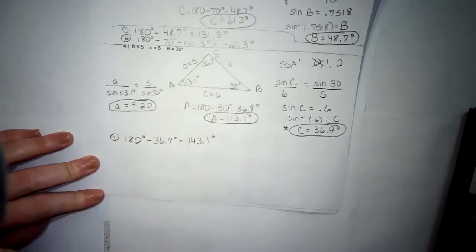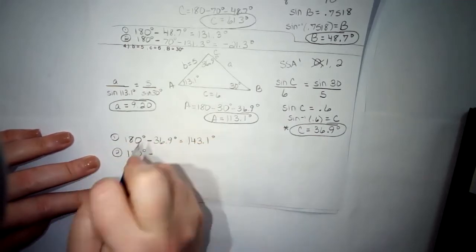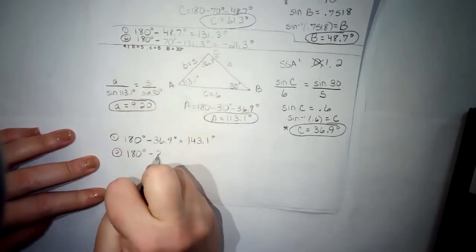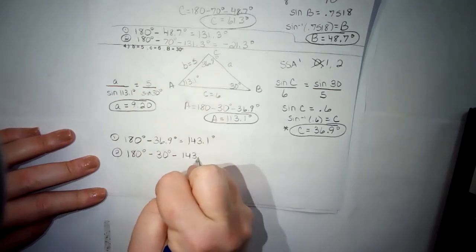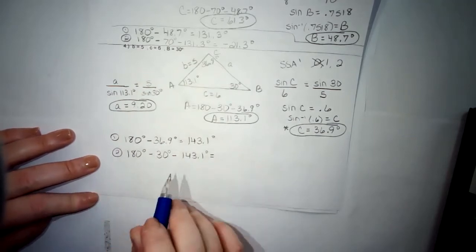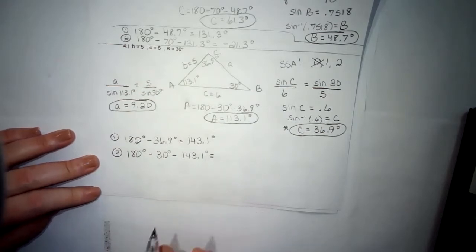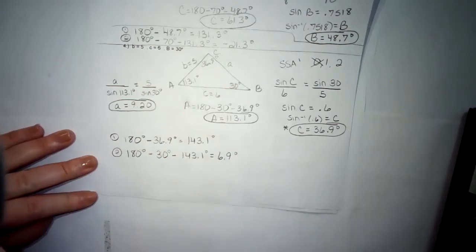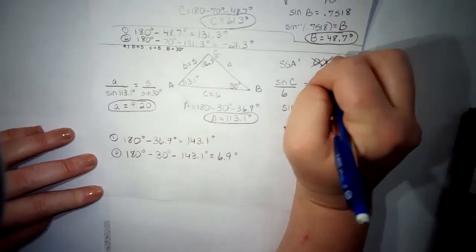Okay, I subtract that. What did I get? 143.1 degrees. Now I'm going to do 180 minus the given angle. In this case, it was B, so minus 30, minus my answer from number 1, 143.1. Okay, if this is negative, we only have one triangle. If it's positive, we have 2. And here's what we ended up with, 6.9. So how many triangles do we have? 2. We have 2 in this case.